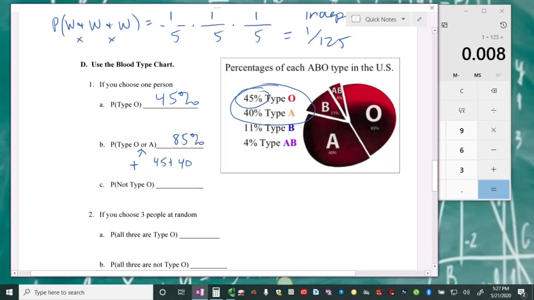And then finally, what's the probability that they're not type O? Let me erase the things I've circled here. If they're not O, that means that they're one of these other types. So not O would be a type A, which would be 40%, type B, which would be 11%, type AB, which would be 4%. So that's 40 plus 15, which would be 55%.